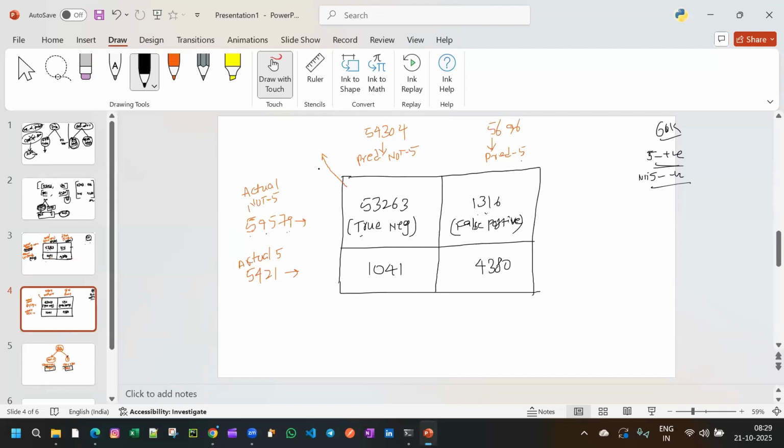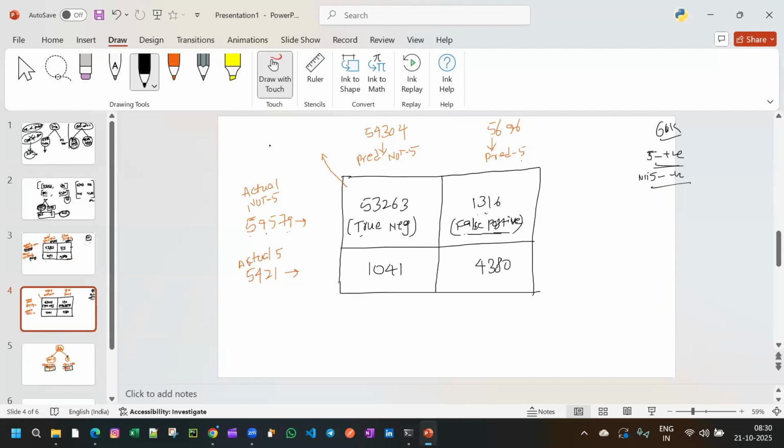Sorry, I am not well today, but forgive me. So, what are these 1,316? My model has predicted them as the positive class, which is the 5 class. But ideally, they are not the positive class. They are not 5 images. They were wrongly predicted as the positive class. It's a false positive. Is it clear? Anyone have any questions on this? False positives: 1,316.